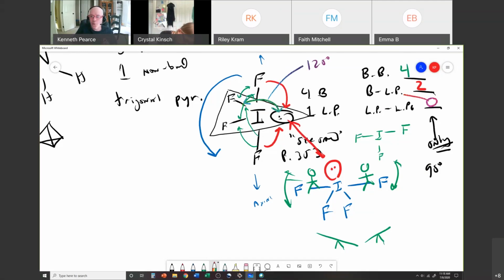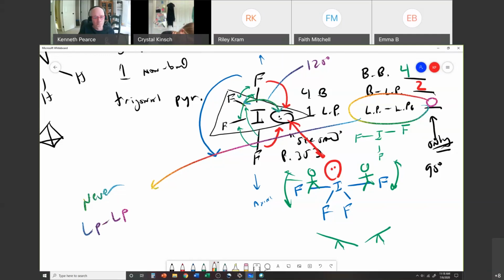Now here's the thing. I'm going to kind of circle this and drop it over here. There are never lone pairs at 90 degrees for the most stable structure. Okay. It's kind of like this. If you're drawing molecules or you're trying to make molecules and you end up with lone pairs being 90 degrees, it means you don't have the most stable configuration. That's what it means. Okay, so you won't have lone pairs at 90 degrees.